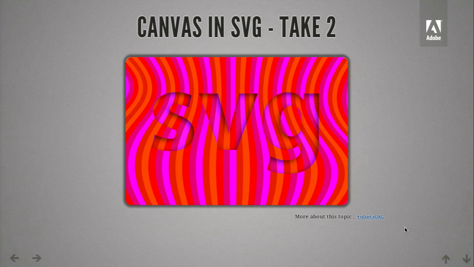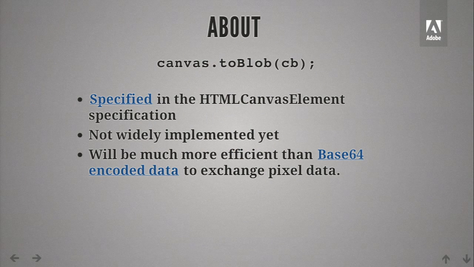And basically toDataURL takes all the pixels from the canvas, encodes them as an image, and does base64 encoding, which is pretty inefficient. But there are plans to do better with something called toBlob, which will be a better way to deal with the exchange of bulky data and avoid this base64 encoding issue, which can be very large. Unfortunately, it's not really well implemented at the moment, but my hope is that it will soon.